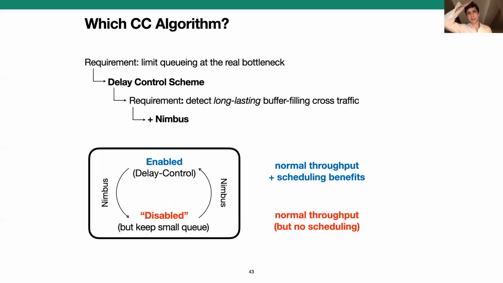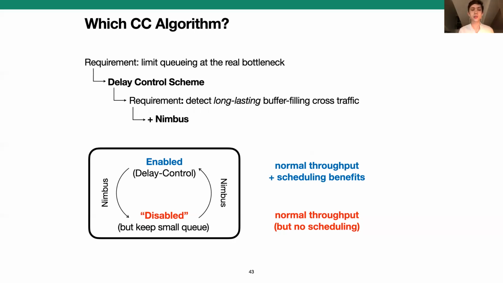So now that we have the measurements necessary for congestion control, the second question is, which algorithm should we use to pick the rate limit for the bundle? Now, in order to shift the queue to our site, we need to use a scheme that will intentionally limit queuing at the real bottleneck. This points to some sort of delay control scheme, such as COPA, as opposed to a buffer filling scheme like TCP Cubic that would seek to completely fill the queue until it sees a drop.